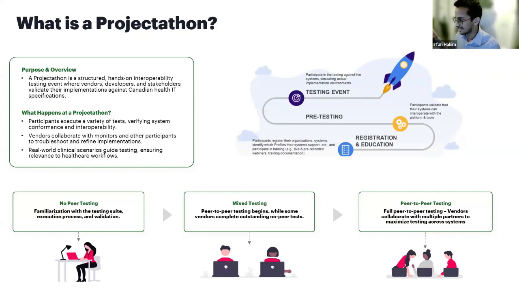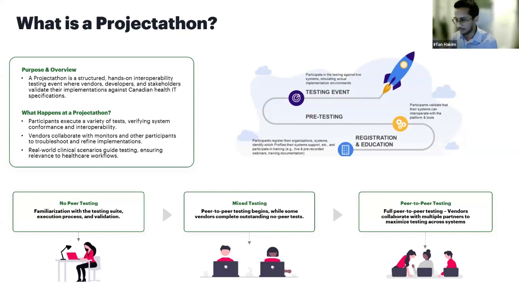Vendor A is not sending a clinical document that they have synthetically created to vendor B. They're just sending their documentation to a middle server, and then the second vendor is just pulling that data off of the middle server that's already passed it. So that's what mixed testing looks like.